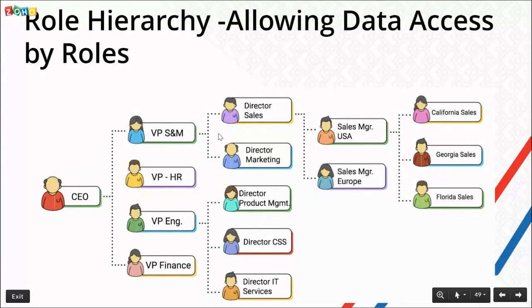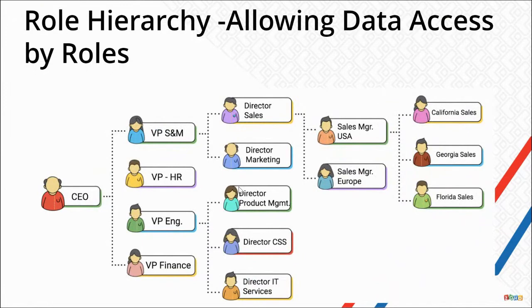In the role hierarchy, the sales manager would be able to see the California sales, Georgia sales, and Florida sales transactions, but you cannot backtrack. The sales manager wouldn't be able to see the Director Sales transaction records, right? So this is how the data access and the hierarchy looks like.